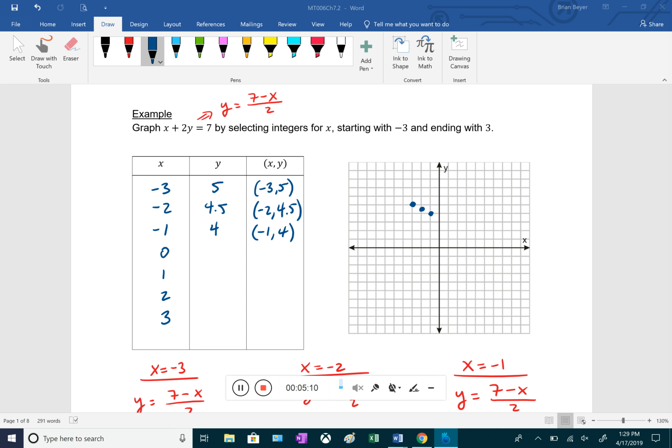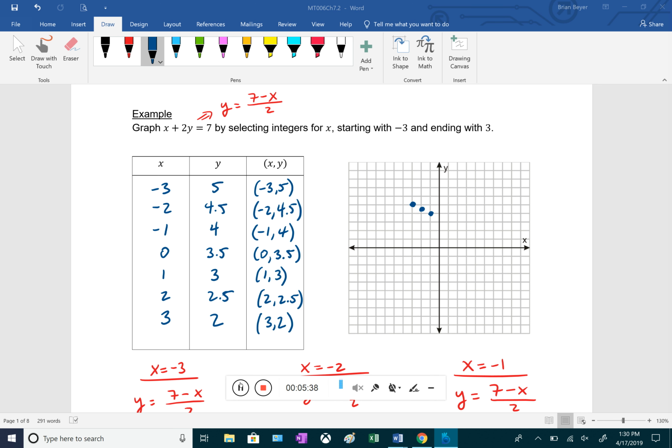Okay, so if we were to keep on filling these in, the values we'd get here would be 3.5, 3, 2.5, 2. And hopefully you can see that pattern. I was just subtracting 0.5. There's a reason for that, and we'll get into that, I believe, in the next section. So I'm just going to fill out these ordered pairs.